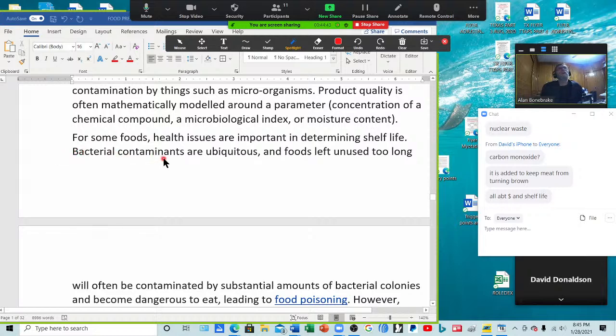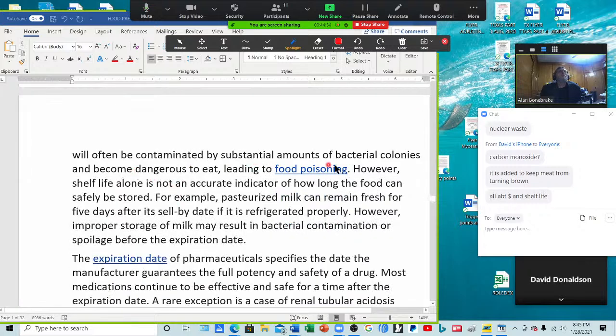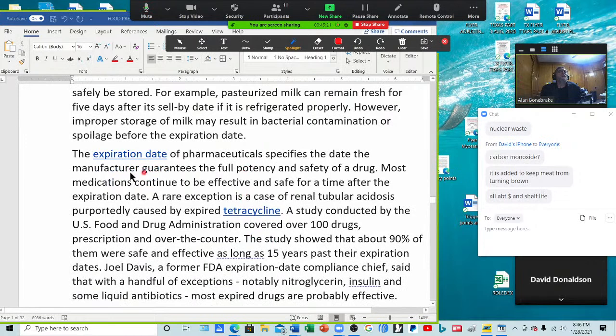For some foods, health issues are important in determining shelf life. Bacterial contaminants are ubiquitous, and foods left unused too long will often be contaminated by substantial amounts of bacterial colonies and become dangerous to eat, leading to food poisoning. However, shelf life alone is not an accurate indicator of how long food can be safely stored. For example, pasteurized milk can remain fresh for 5 days after its sell-by date if it is refrigerated properly. However, improper storage of milk may result in bacterial contamination or spoilage before the expiration date.